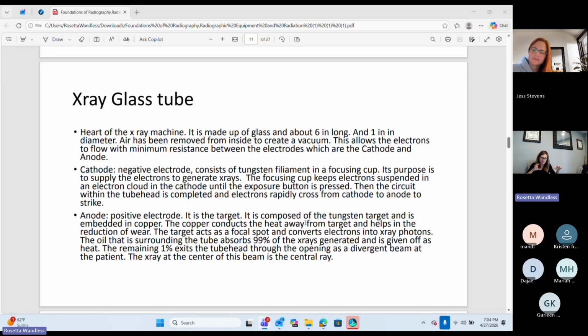So really, the glass tube portion, there's just two parts to it. The negative part, which is the cathode, and your positive part, which is the anode. And knowing what little pieces go with that: the tungsten filament, where our electrons are going to hang out, and our focusing cup. And then our copper stem that has the tungsten target embedded in it in the anode positive portion of it. So those are the very little pieces here that operate in this.